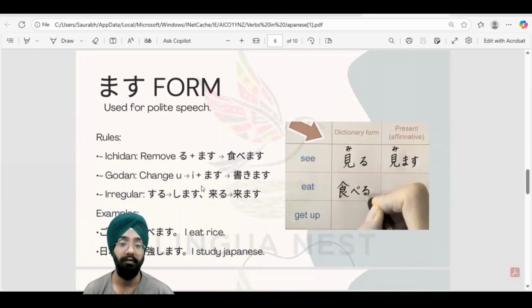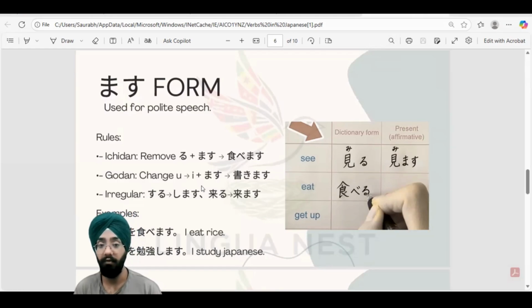Verbs in Japanese have a polite form and a plain form. The dictionary form is the plain form, and the masu form is the polite form of that verb. For Ichidan verbs, we just remove the ru and add masu. Taberu, tabemasu. Drop the ru and add masu at the end of the verb.